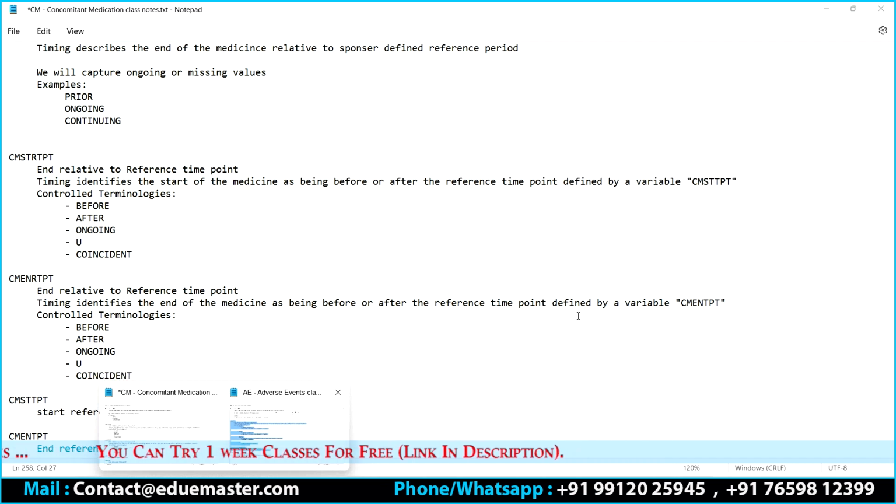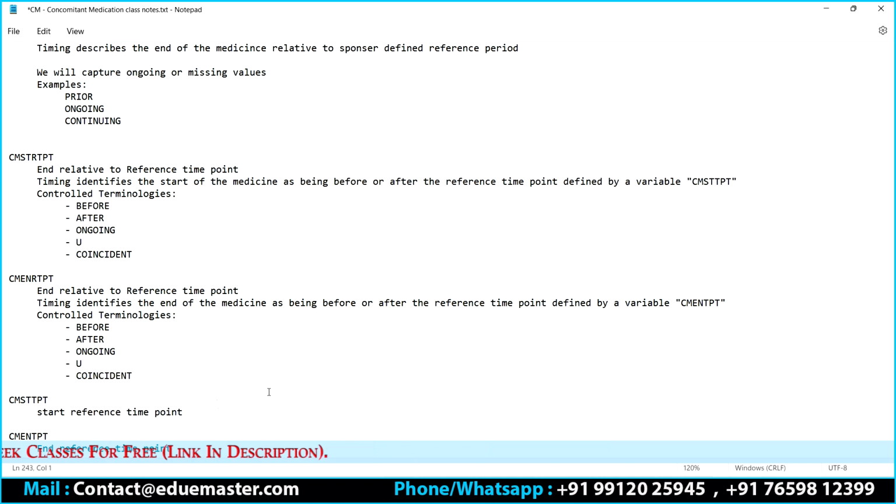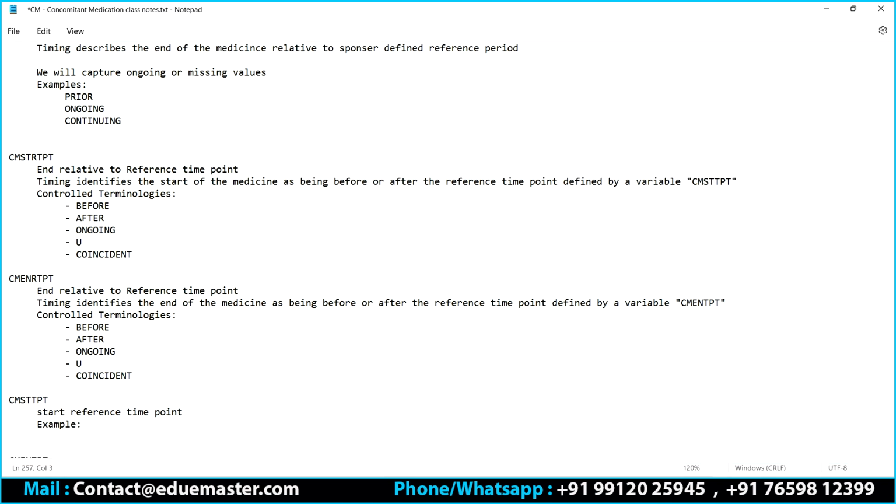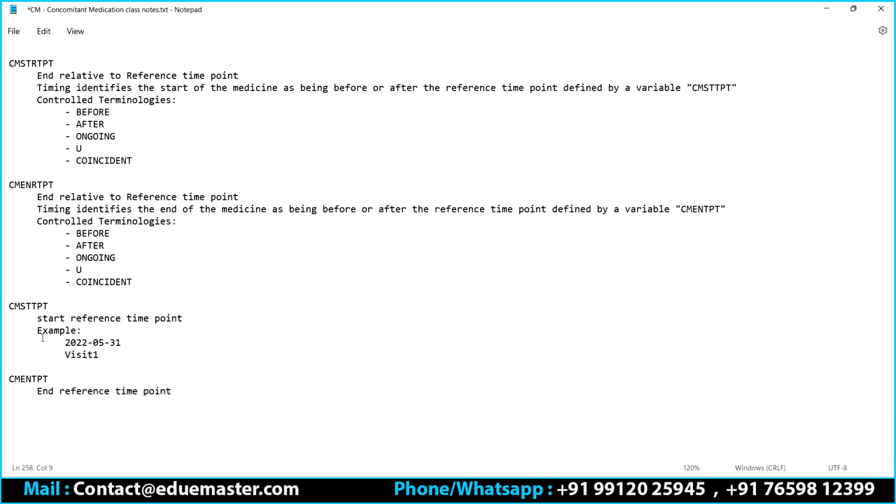Reference point refer to your previous one. Either it is going to be visit one or it is going to be some example, some date. Like this. Example. Let's say today's date. So the time point reference is going to be 31st, or we are going to write 2022 05 31st, or it can be my visit one. Right? The same example I can also do.